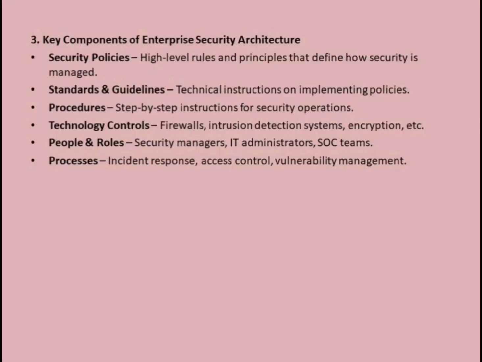Key components of enterprise security architecture. Enterprise security architecture, ESA, is made up of several important components that work together to protect an organization's information and systems. These components ensure that security is not just about using tools, but also about having clear rules, processes, and responsibilities. 1. Security policies. Security policies are high-level rules that describe how security should be handled across the organization. They act like a constitution for security.